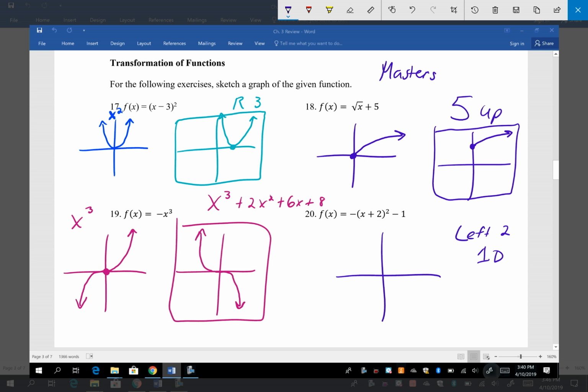Okay. All right. So I'm going to go left 2, 1 down, and put a dot. But I'm not going to draw my parabola opening up because of this negative. What does that negative mean is going to happen? Opening down. Okay. Any questions on 20?